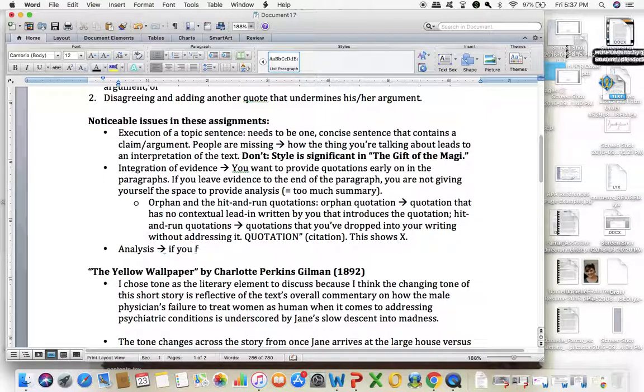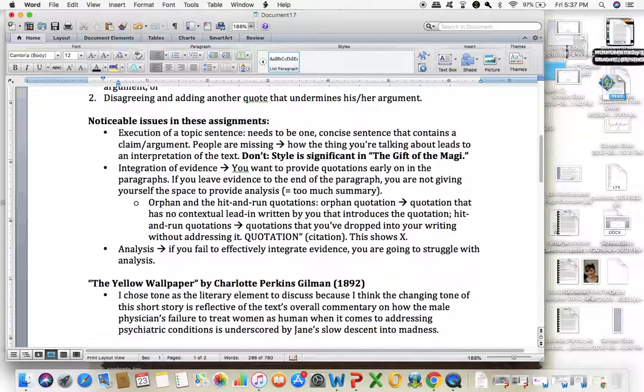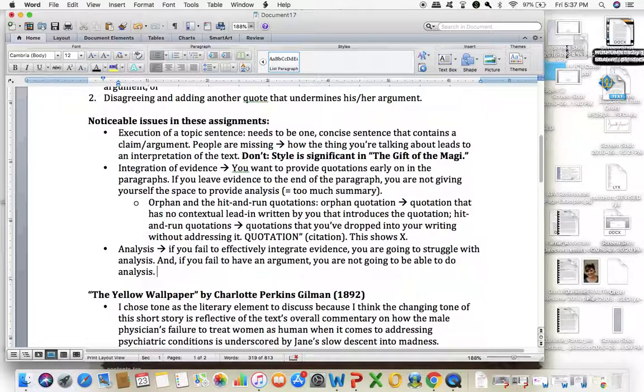So if you fail to effectively integrate evidence, you are going to struggle with analysis. And if you fail to have an argument, you are not going to be able to do analysis. And that's because if you don't have anything to point back to, if you don't have anything to support, it's kind of like, well, what analysis are you going to do? There's no real meaning to the analysis if you have nothing to point back to.